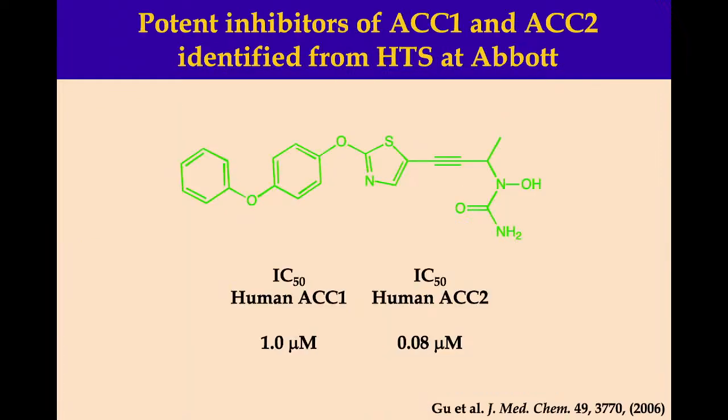But before that, I remember I showed you earlier, well, first, Sally's paper. So in the 2000s, almost every company in the US was working on ACC as a drug discovery program. Abbott also did a high-throughput screen. They obviously have a different compound library, so they found different kinds of compounds. Again, quite potent, 1 micromolar and 80 nanomolar against ACC1 and ACC2.